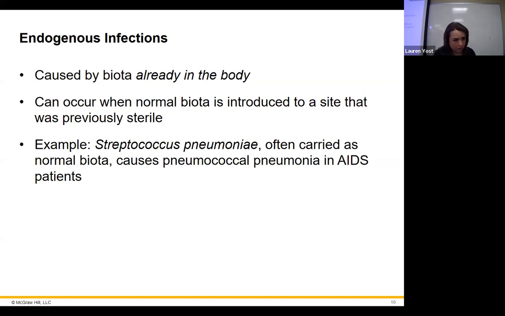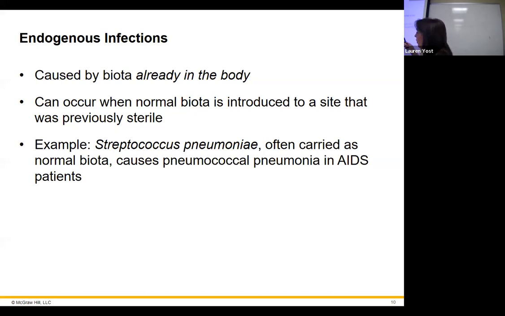However, Strep pneumoniae is also associated with causing pneumococcal pneumonia. It's most closely associated with AIDS patients, who are more likely to just develop it spontaneously from their own biome, whereas everybody else would have to be put in a situation where they're exposed, usually to a new strain of it. I'll say this about Streptococcus pneumoniae.